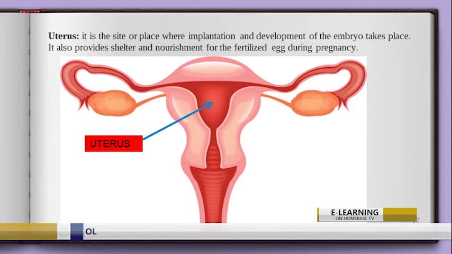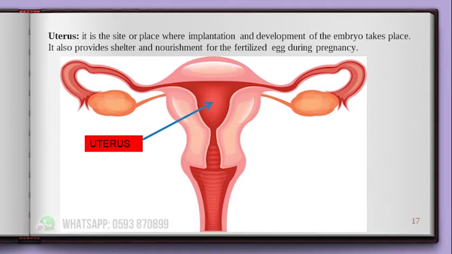Uterus. It is the site or place where implantation and development of the embryo takes place. It also provides shelter and nourishment for the egg that has been fertilized during pregnancy. So the uterus has several functions, but this is just a few of its functions. At least just two of the functions the uterus undergoes.